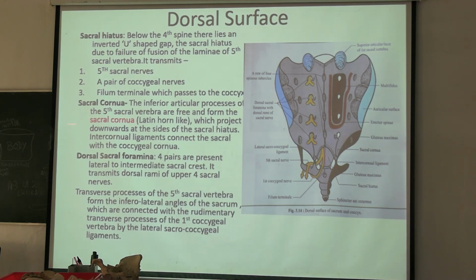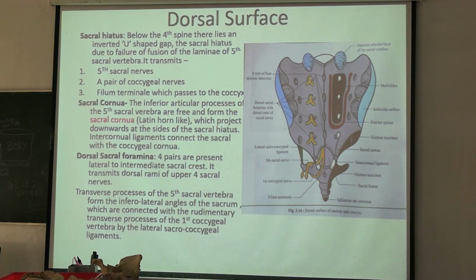And it transmits the fifth sacral nerve, a pair of coccygeal nerves, and filum terminale, which passes to the coccyx. Okay, this line is representing filum terminale going to the coccyx.